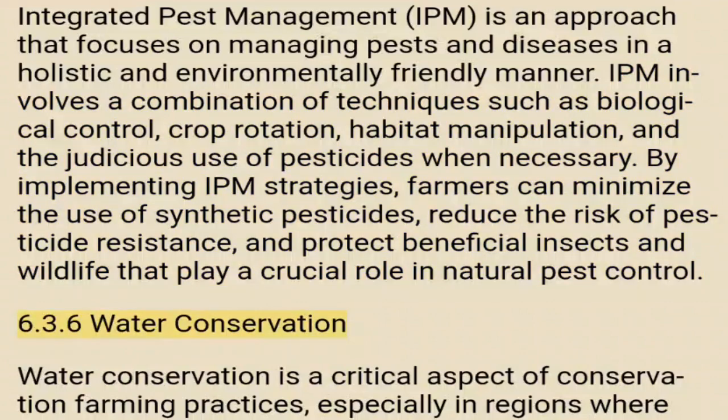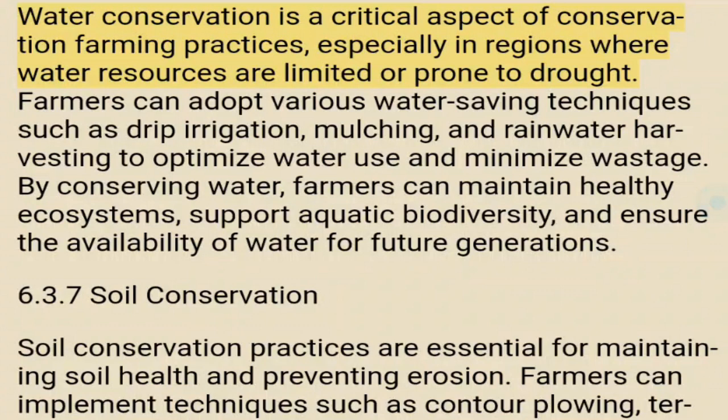6.3.6 Water conservation. Water conservation is a critical aspect of conservation farming practices, especially in regions where water resources are limited or prone to drought. Farmers can adopt various water-saving techniques such as drip irrigation, mulching, and rainwater harvesting to optimize water use and minimize wastage. By conserving water, farmers can maintain healthy ecosystems, support aquatic biodiversity, and ensure the availability of water for future generations.